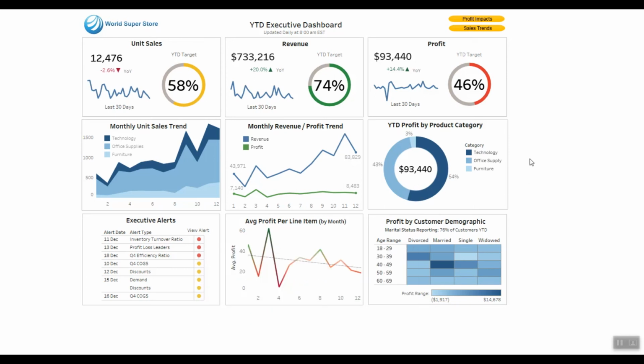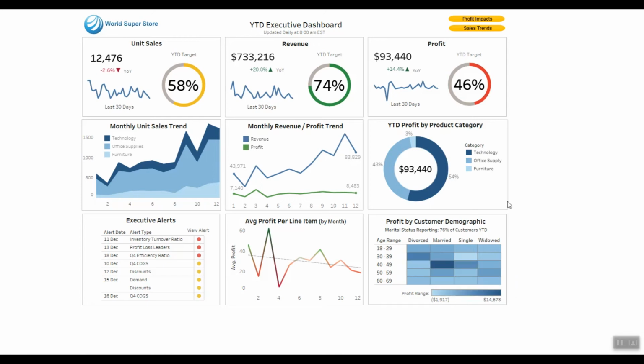And lastly, we have our profit by customer demographic heat map. This is telling us 76% of our customers provided their demographic data. Wouldn't that be nice? I think you'd be hard-pressed to find a retail company with that much demographic info. But this is telling us that our bread and butter is with the 40 to 49-year-old married group, with a good segment in the 30 to 39 divorced group as well.